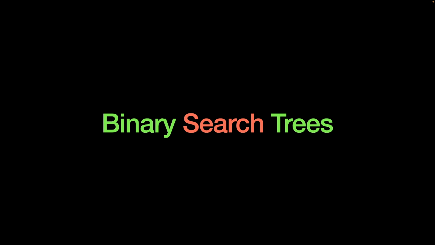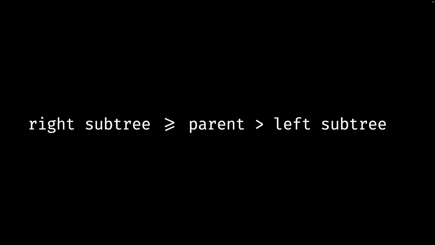This is a special version of a binary tree, which is just any old collection of nodes with two children coming off. A binary search tree has this property. This is the key property for binary search trees: the right subtree is bigger than the parent, which is bigger than everything in the left subtree. So I'll say that again. Everything in the right subtree is bigger than or equal to the parent, which is bigger than or equal to everything in the left subtree.